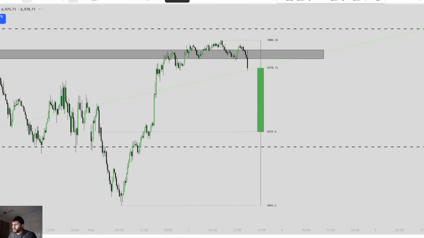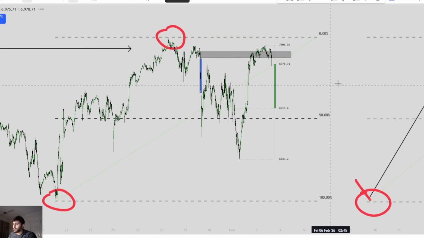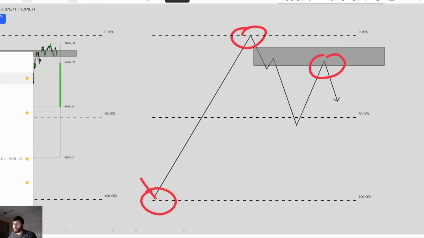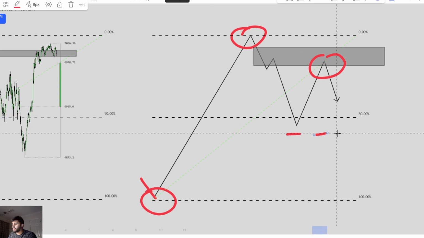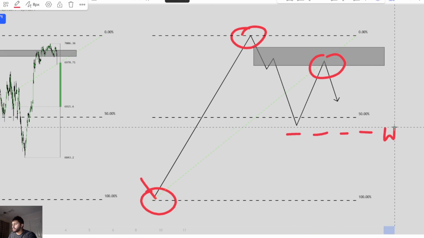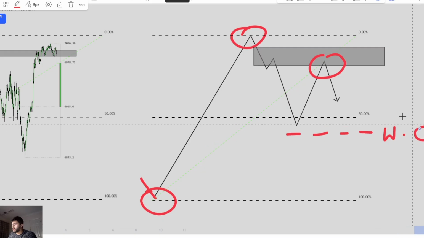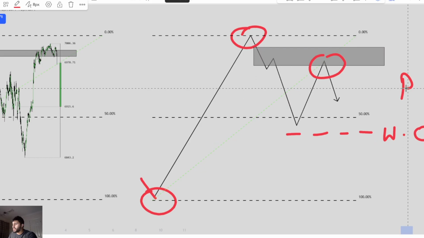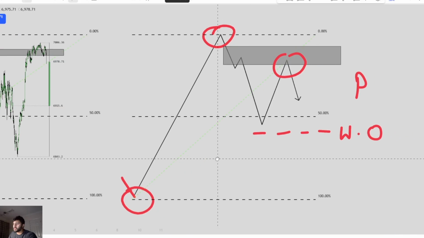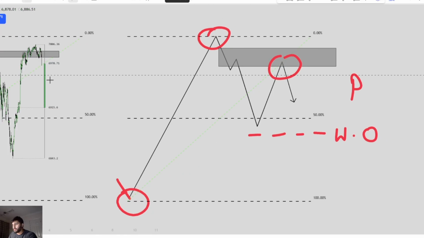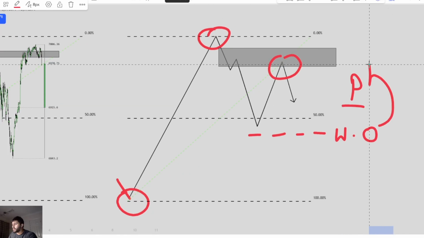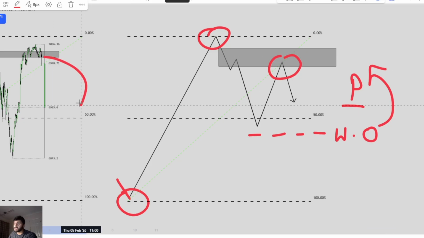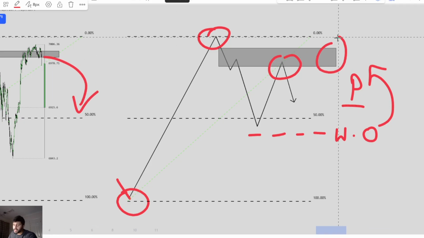Now, once we understand this, we want to go back to our diagram. Our diagram says that the weekly opening price is here. Now, if this is the weekly opening price and you're in premium, this is what gives us a bearish daily bias. So if you struggle with daily bias, it's because you're missing one of these two concepts. You want to be shorting in premium above the weekly opening price. Then from here, it becomes easy to catch these shorts once you have a key level.